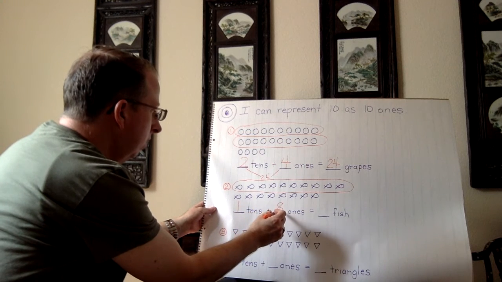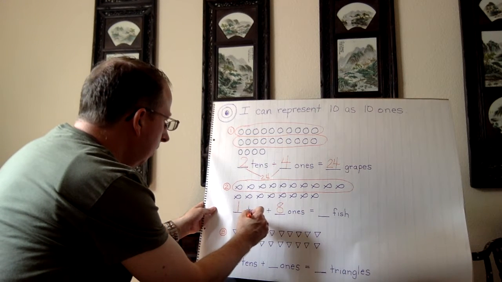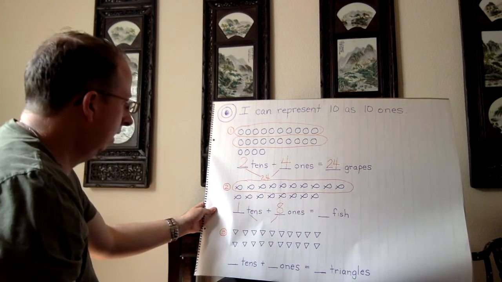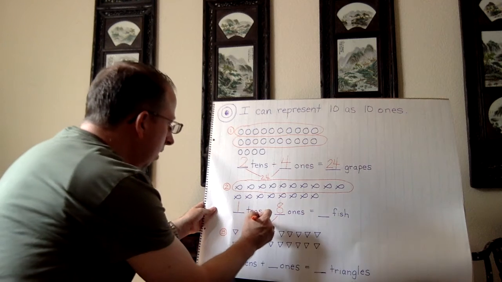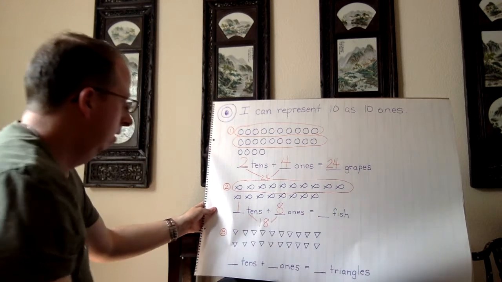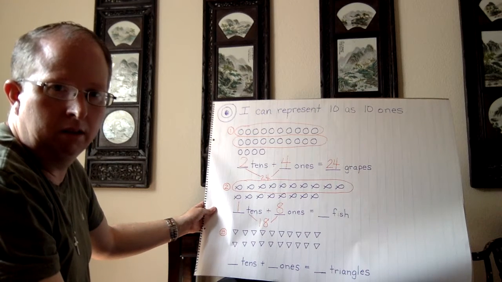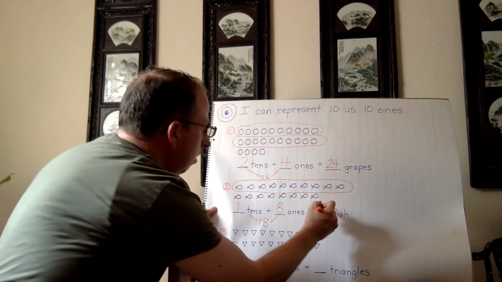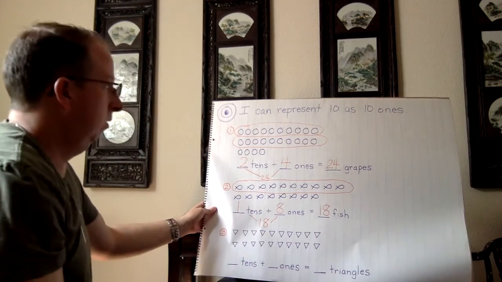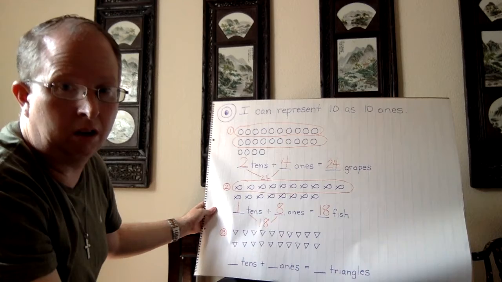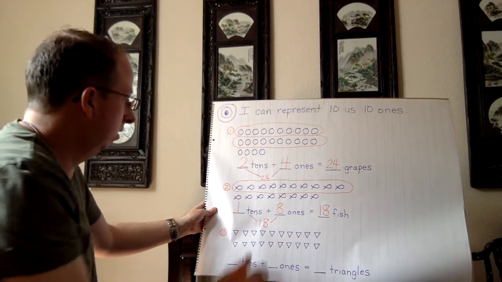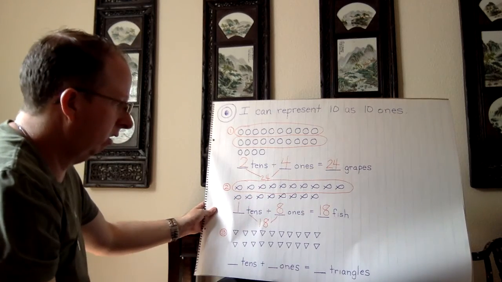1 10 plus 8 ones. What's your prediction? I'm going to pull that down. 1 10 and 8 ones. What does that number look like? Yeah, that's the number 18. And you're going to stick it right over here. That's how many fish there are. And this time we don't even need to take time to count all of those fish like we did for the grapes.